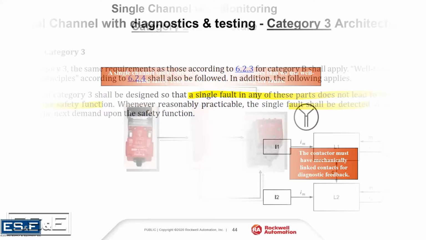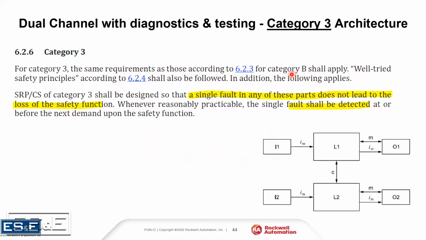With category three, the standard still references everything that we said for category B, and again, well-tried safety principles as well. But what it introduces now is faults. Basically what it says is that if I have a single fault in any of the parts, it does not lead to the loss of the safety function. As an example, if you think about an emergency stop, typically we want to have at least two normally closed type contacts there. So if one of those contacts were to weld shut, for example, what this is telling us is that when someone presses that emergency stop, yes, one of the contacts is welded, but the other one is not. So the relay at that point is monitoring both of those sets of contacts independently.